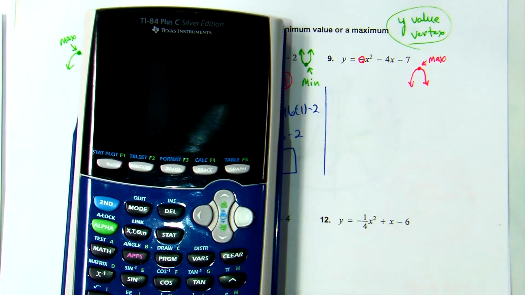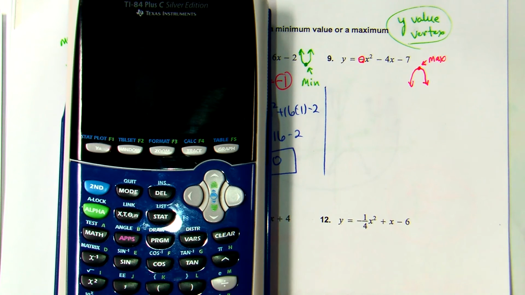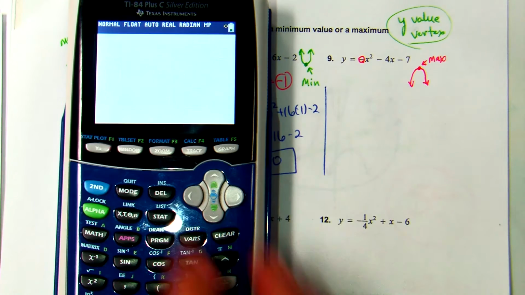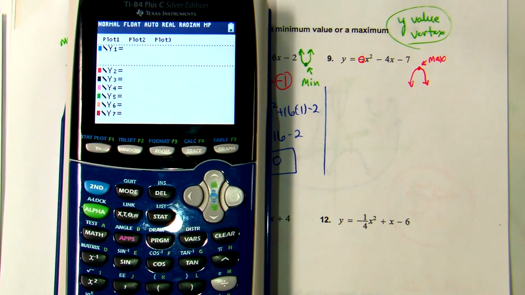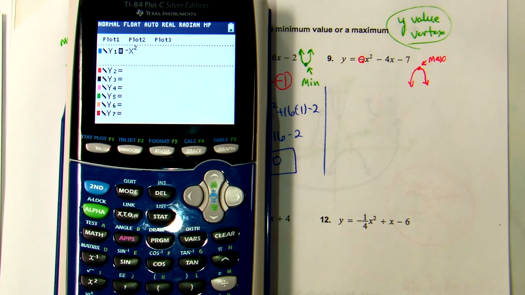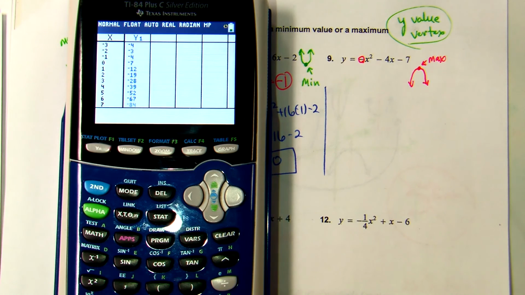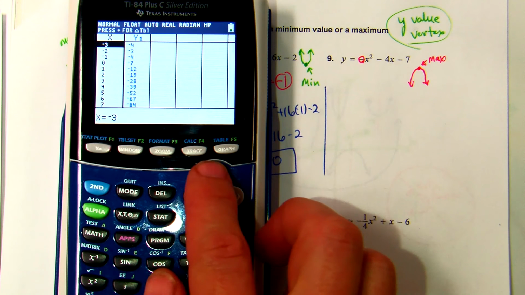All right, and I'm just going to put this in the calculator. Since I know this is a max, I'm going to see if I can find in the calculator my maximum value. All right, if I turn my calculator on here, go to y equals, clear out the old one, I'm going to have a negative x squared minus 4x minus 7 and hit enter.